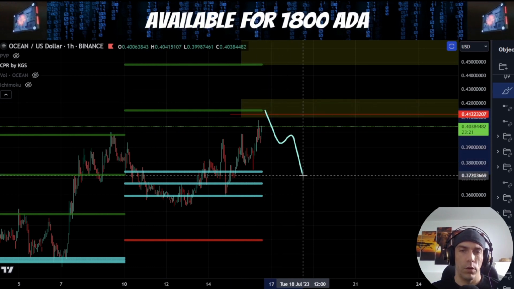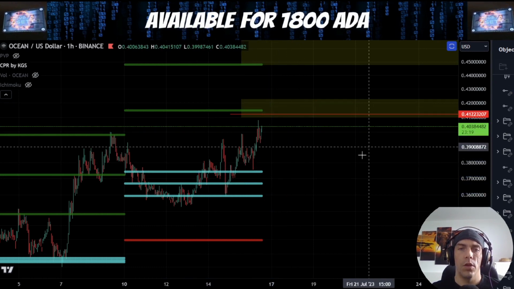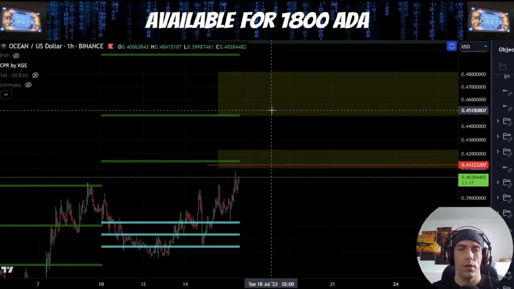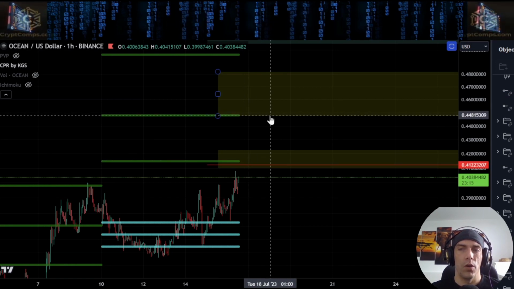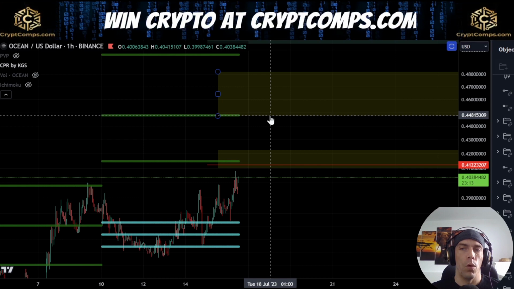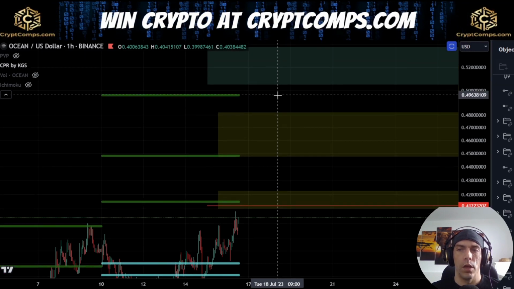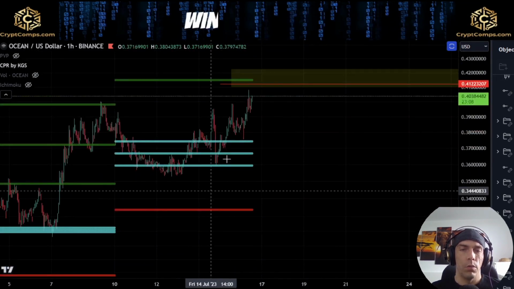If we do then look to retrace, find support above these lines, then we do have the possibility of continuing to test these higher levels where we could see price look to move towards this 4481, and we have this level here of this 4963. So that would be our upside targets.